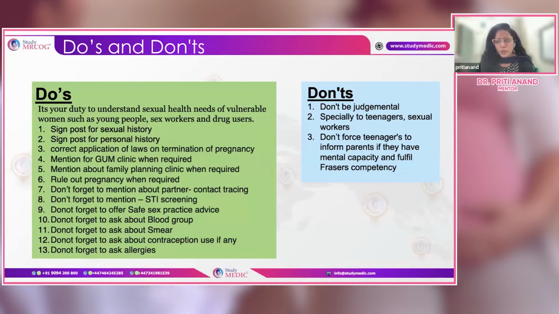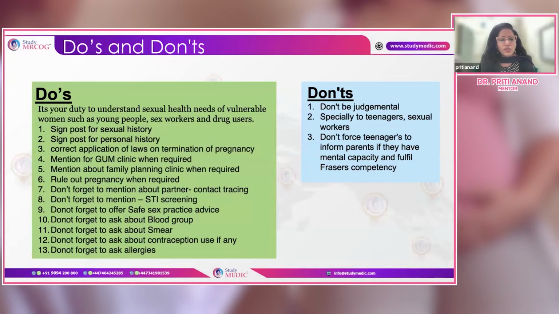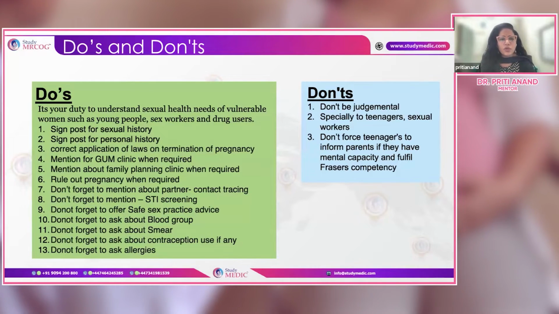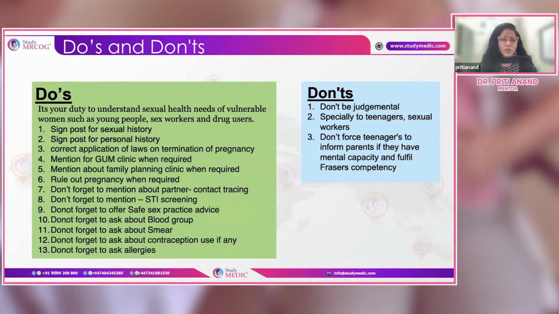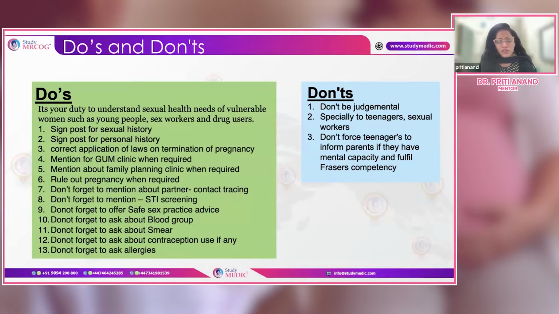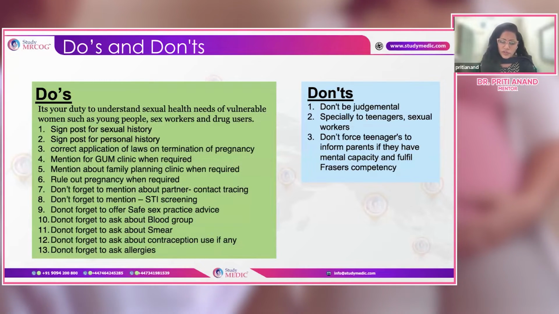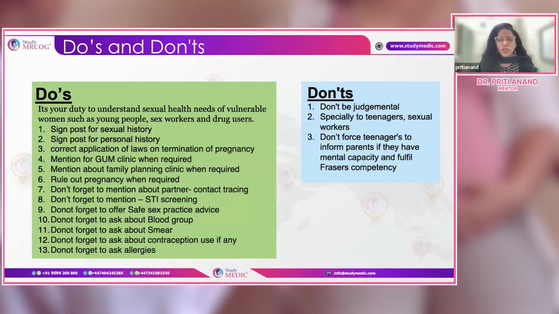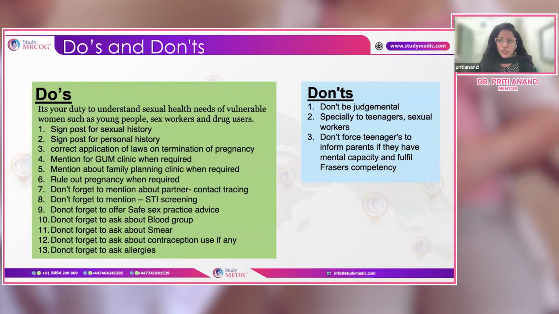Do not forget to mention partner contact tracing. Do not forget to mention STI screening. Do not forget to offer safe sex practices. Do not forget to ask about the blood group, smears, any further contraception she wants after the emergency contraception or because she's suffering from STI, and do not forget to ask about the allergies.